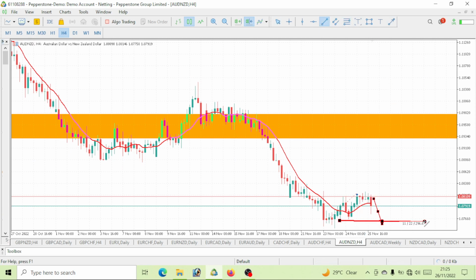Once we can break these lows, then we can enter to short this AUD New Zealand dollar. If not, the price might be giving us a pullback, but let's wait for a confirmation to break this level before we enter this trade.